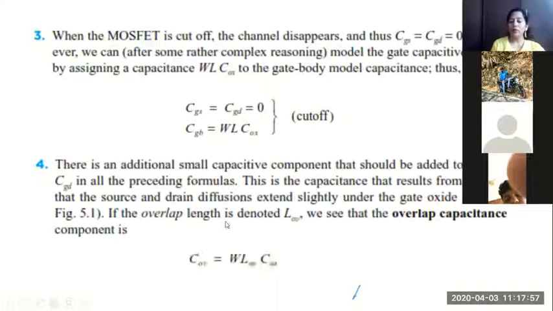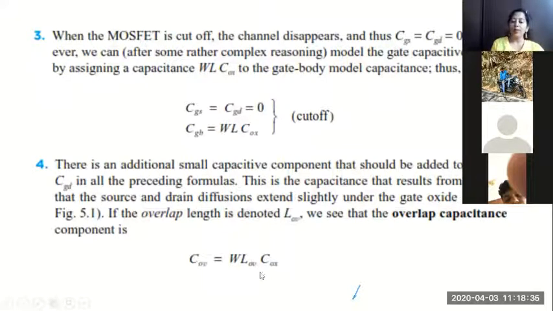So the value of this overlap capacitance can be added to the gate to source capacitance as well as gate to drain capacitance. See why? It exists on both sides. The overlap is there between gate and source. The overlap is also there between gate and drain. So you can clearly see that the overlap exists on both sides, and whatever capacitance effect is created due to that will be added to both CGS, gate to source, as well as CGD, gate to drain capacitance.